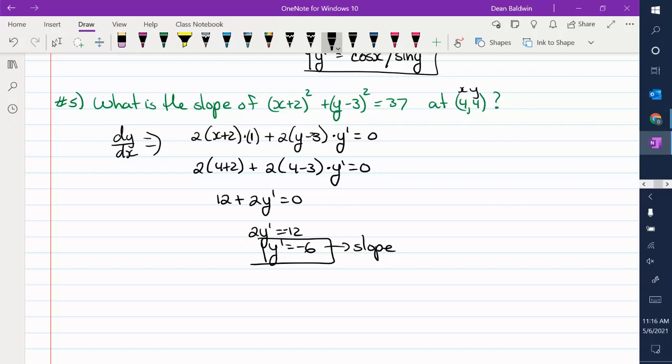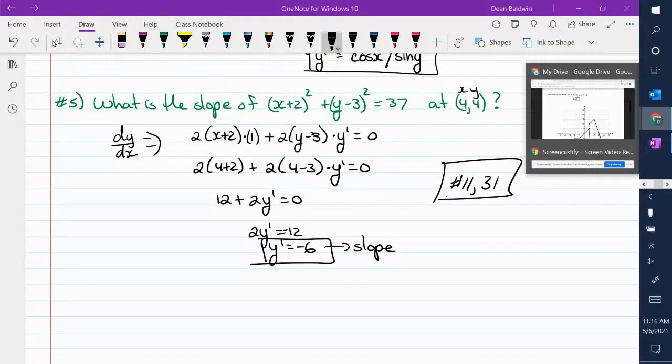All right. That okay? All right. So it's the same thing, except now I give you a point. You just plug it in, and it spits out the slope. 2 questions, number 11 and 31. And that is it for this unit/day. On same page.